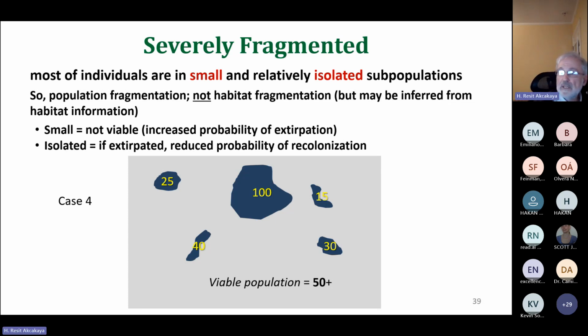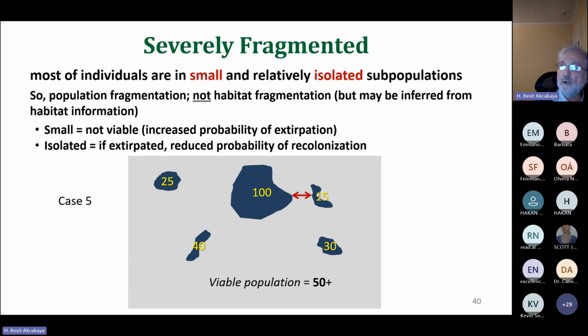Now, let's say, what if the threshold was 50 individuals? If that's the case, then the only viable population is the big one, right? 100 individuals. Everything else is not viable, and they are isolated. So the total of the others, 25 plus 40 plus 30 plus 15, is 110. So more individuals are in small and isolated populations. So this will be severely fragmented.